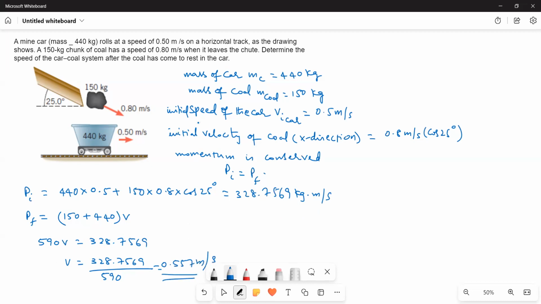Okay, just write that this is based on the conservation of momentum. That's it, nothing beyond that. Simple problem. Thank you.